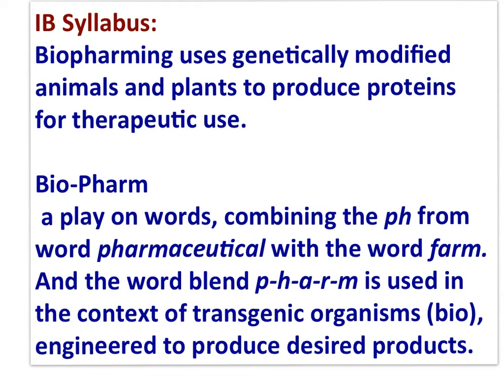Here is the relevant IB syllabus statement. Biofarming uses genetically modified animals and plants to produce proteins for therapeutic use. The term biofarm is a play on words, combining the PH from the word pharmaceutical with the word farm, and the word blend, PHARM, is used in the context of transgenic organisms engineered to produce desired products.